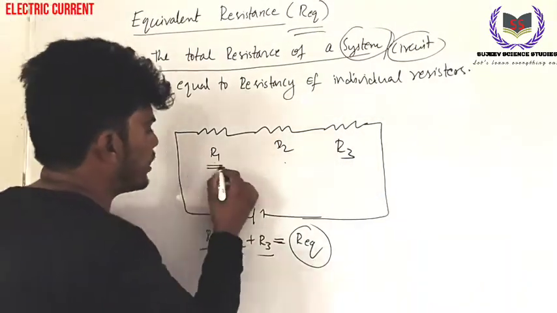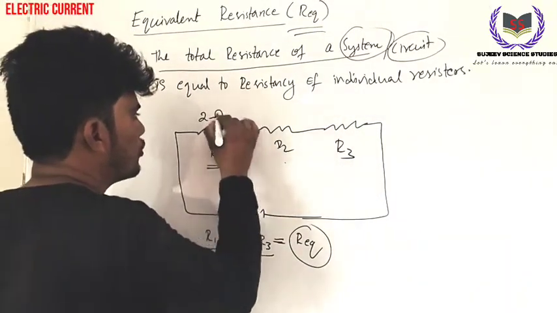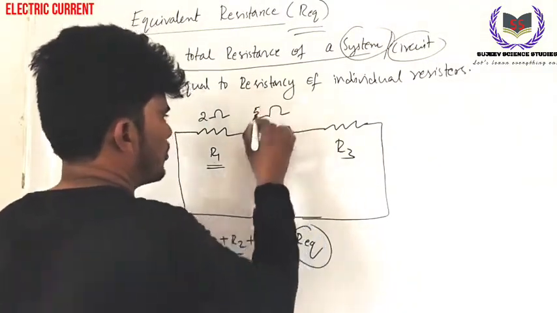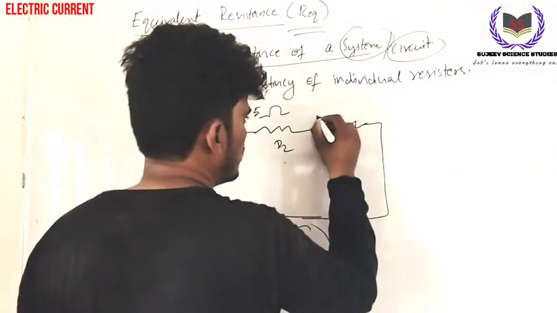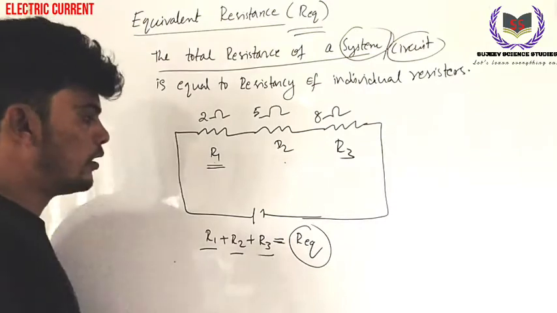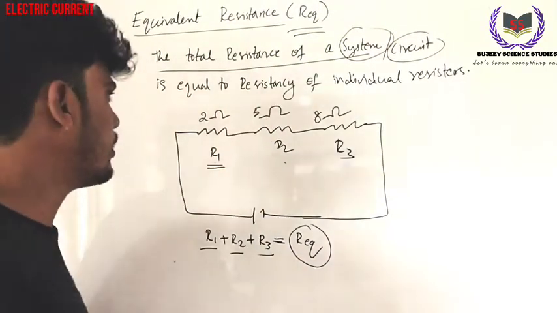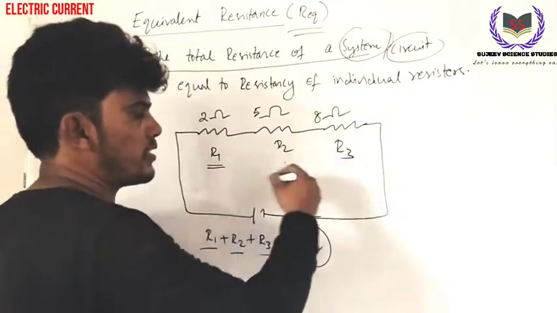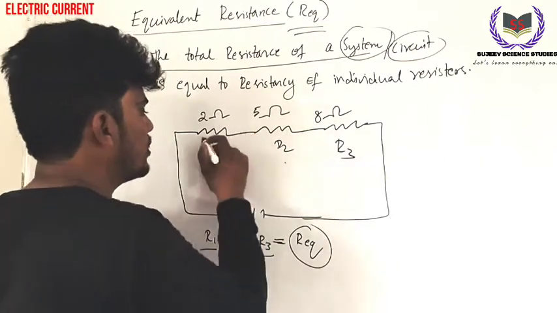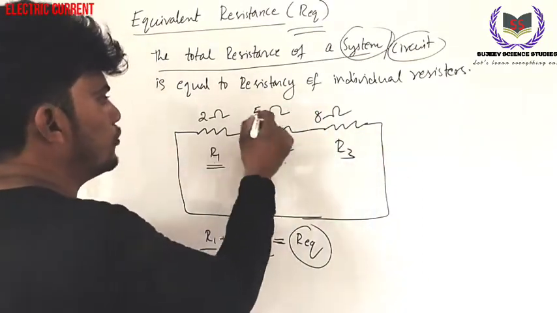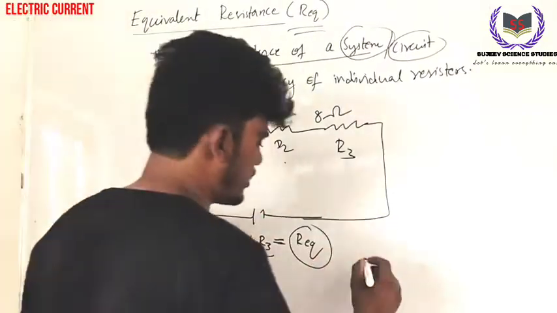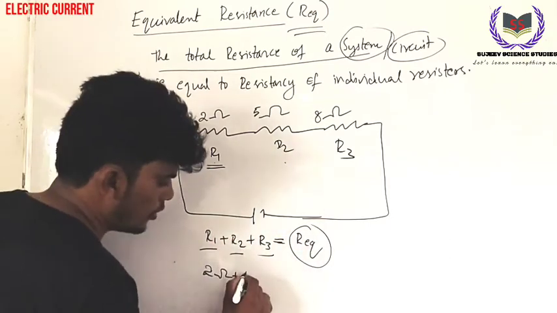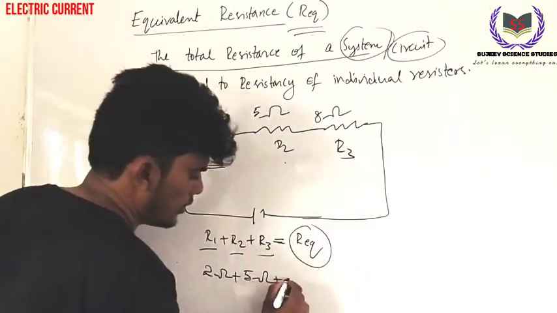For example, resistor 1 has a resistance of 2 ohms, resistor 2 has 5 ohms, and resistor 3 has 8 ohms. What is the statement? Look here. The total resistance of a system or circuit. How many resistors are there in this circuit? Only 3 resistors. What are their values? 2, 5, 8. So I am finding the total resistance. R1 is 2 ohms, R2 is 5 ohms, R3 is 8 ohms.